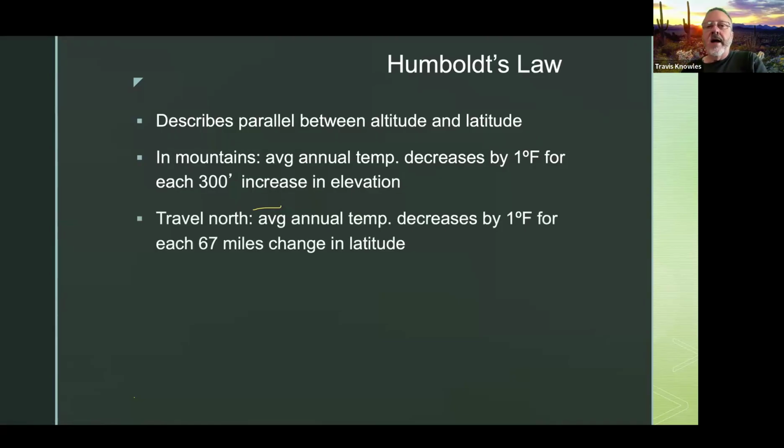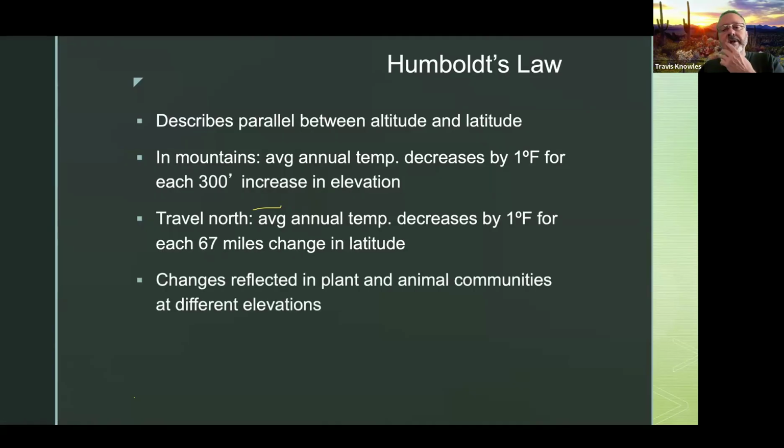The same factor happens if you travel at sea level north or south of the equator. All right, the equator is hot, it's warm. For about each 67 miles you travel north or south of the equator, the temperature also decreases by about 1 degree Fahrenheit. These are averages, average annual temperatures.